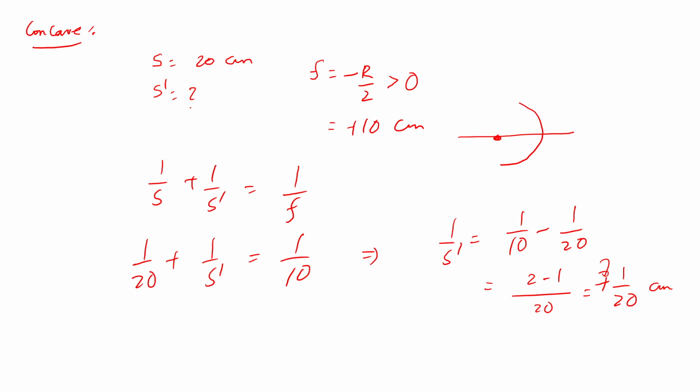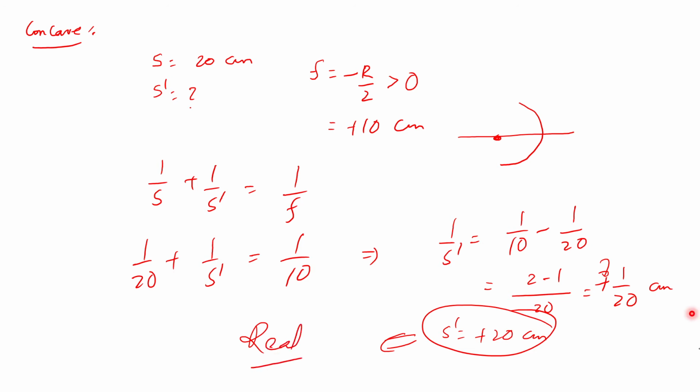Is the image real, or is the image virtual? We got a positive number for the image distance, so s prime is equal to plus 20 centimeters. So that means the image is real. Whereas in case of a convex mirror, the image is virtual, right?